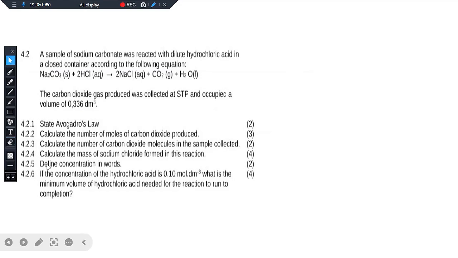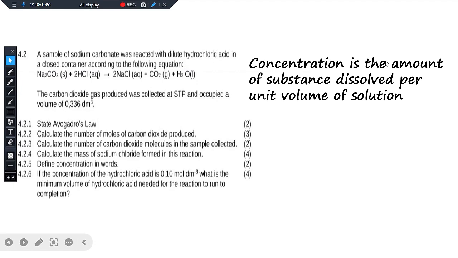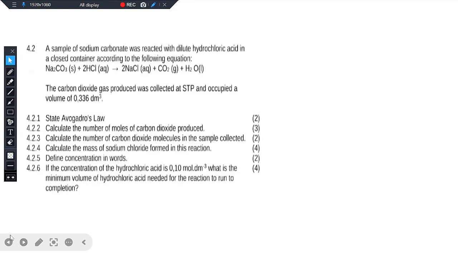Okay, so now we have 4.2.5, which says define concentration in words. What is concentration? We say concentration is the amount of substance dissolved per unit volume of solution, right? So that's how you define concentration for 2 marks. Then 4.2.3: if the concentration of the hydrochloric acid is 0.10 mole per dm cube, what is the minimum volume of hydrochloric acid needed for the reaction to run to completion, right? So let's check that one.